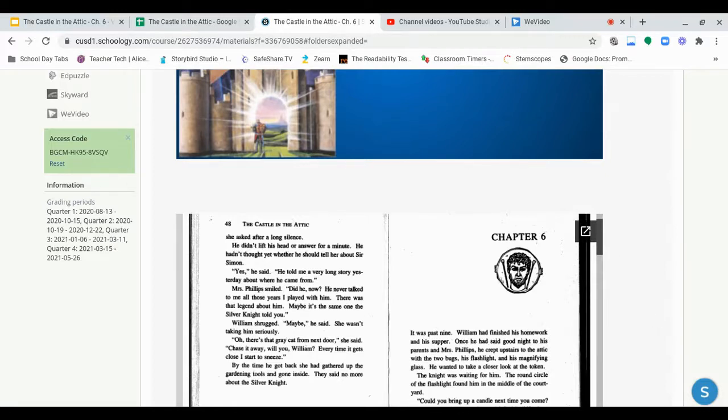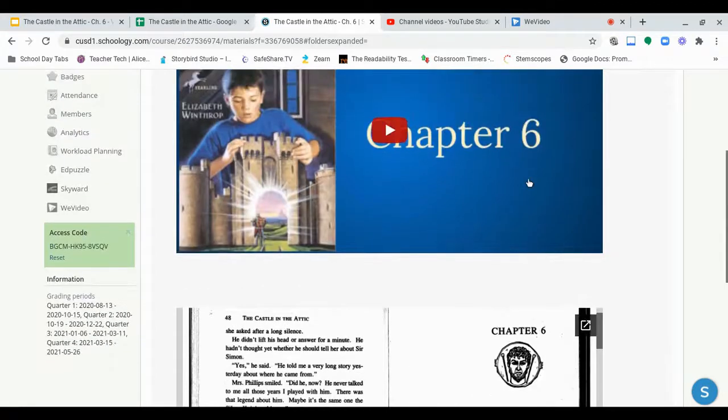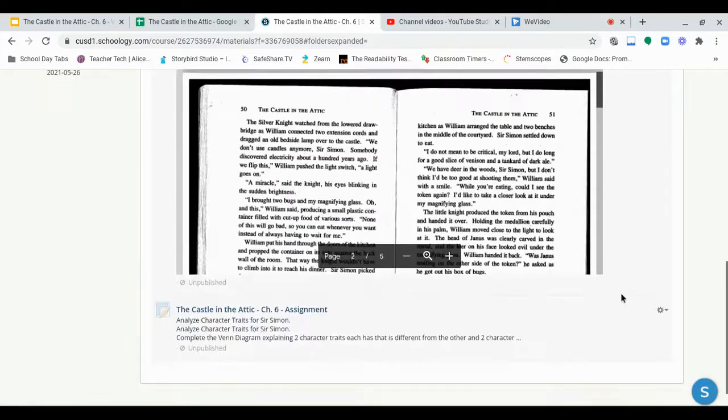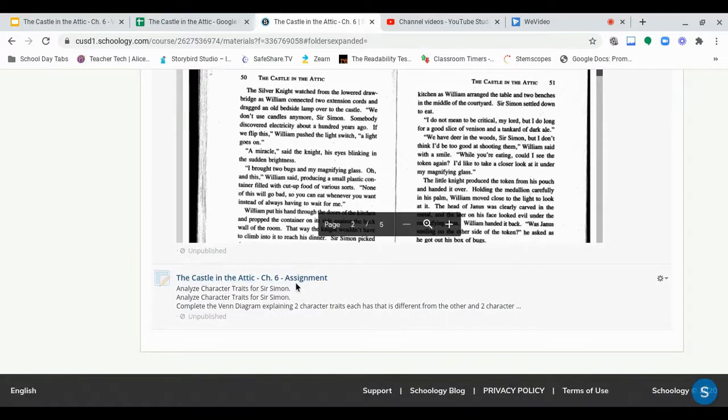And our goal today and what you should be focusing on is character traits. So, we're going back to character traits. And be thinking of character traits for William's father and character traits for Sir Simon. So again, character traits for William's father and character traits for Sir Simon, because we are going to be comparing and contrasting those character traits. So read the chapter first, and then we're going to go to our chapter 6 assignment.